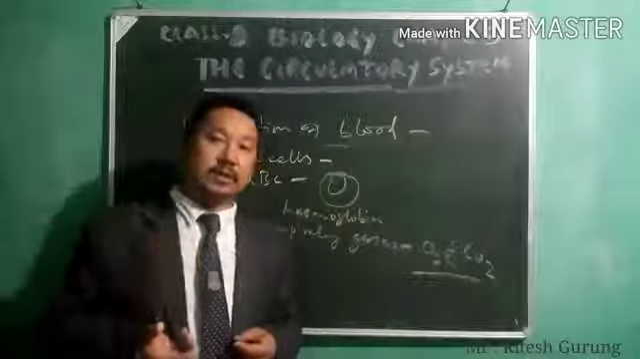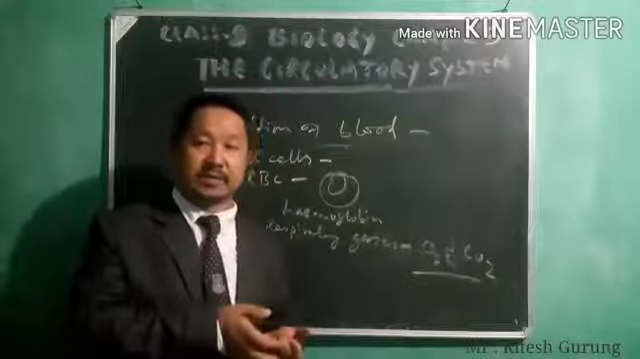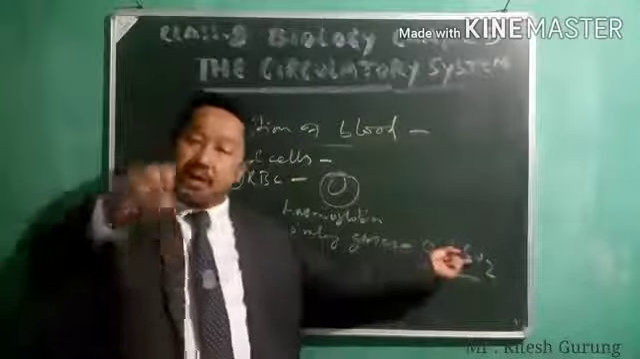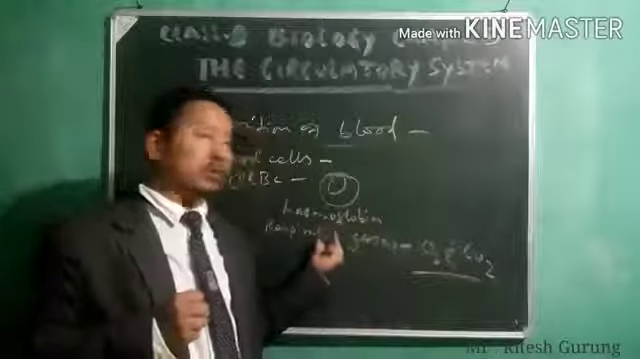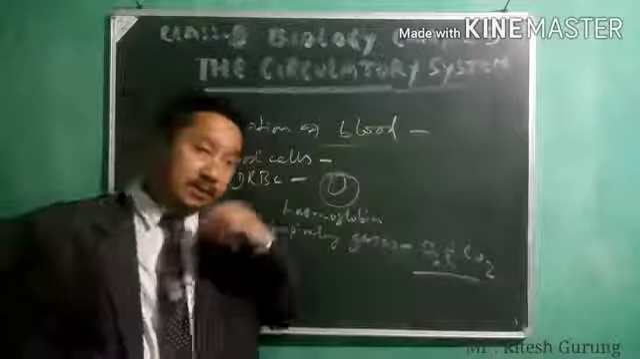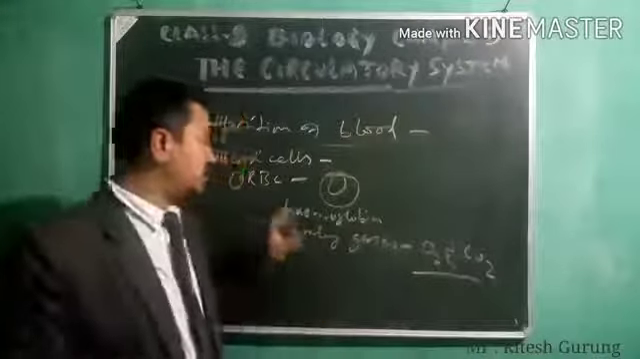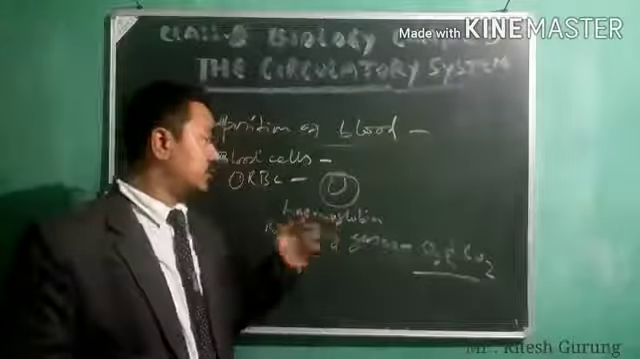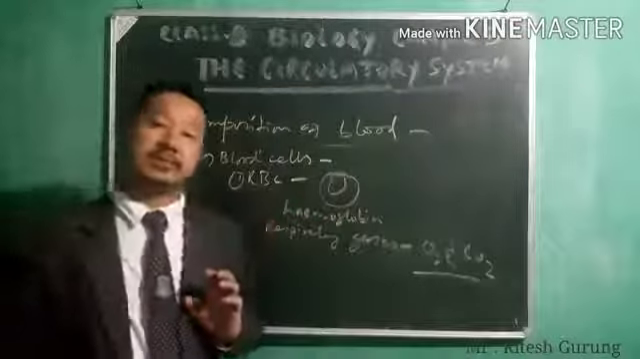So using that oxygen, the respiration takes place there in the cell. After that, carbon dioxide is produced, which is again picked up by this hemoglobin and is brought back to the lungs, and from the lungs it is thrown out. This is what your hemoglobin does. So that's the very important function of RBC.